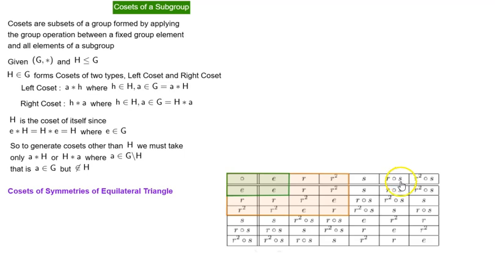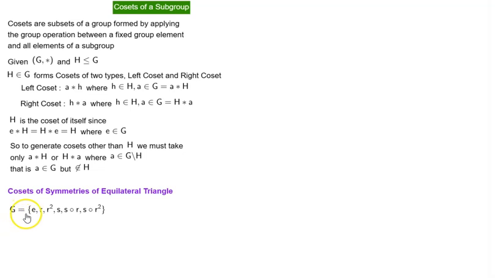R times S is another reflection symmetry, and R square times S is another reflection. The group contains these actions: E, R, R square, S, S times R, and S times R square. Now we take a proper subgroup H, let's say generated by R. So we have E, R, R square.